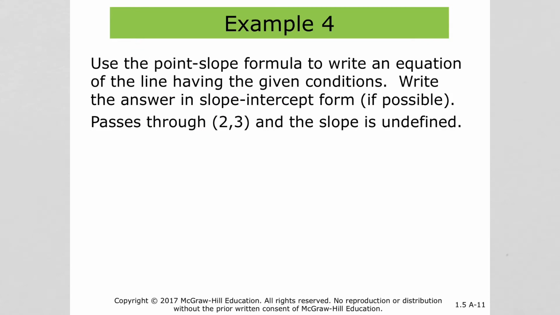This one, it says we want to write the line in point slope form or slope intercept form that passes through the point 2, 3, and the slope is undefined. Well, if you'll remember, an undefined line does not have a slope. There is no slope. An undefined line is vertical, just saying x equals whatever the point is. So in this case, it's just x equals the x value of our point, 2. It's just a vertical line going through x equals 2. And that's it.